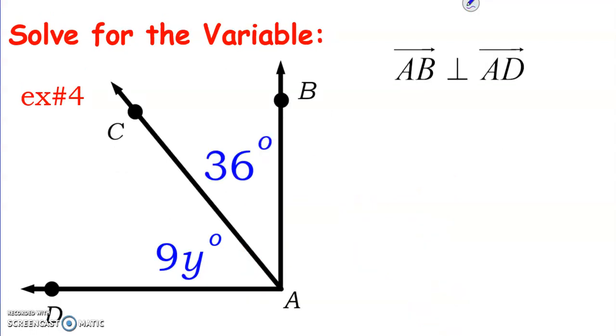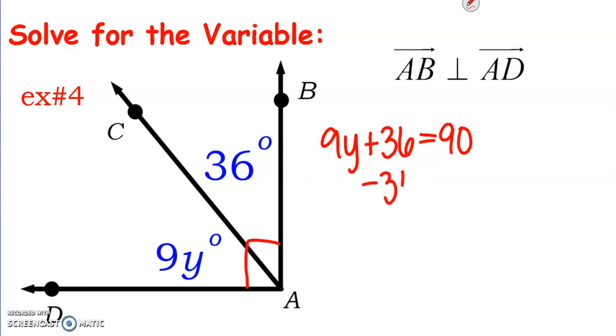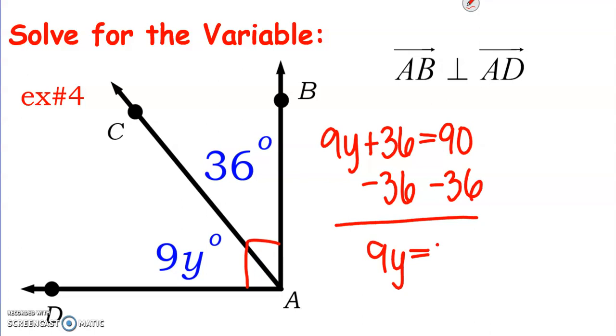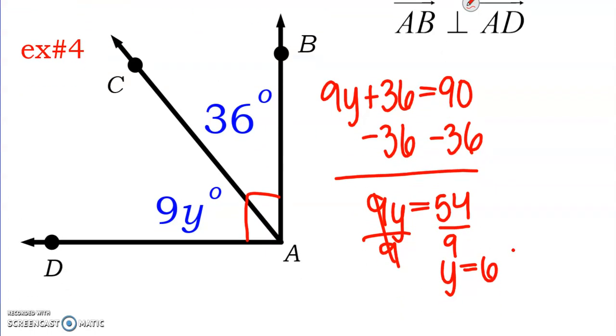Here, they told me that ray AB is perpendicular to ray AD, which means that I know this is a 90-degree angle, which means that my two angles are going to add up to that 90 degrees. These are two adjacent acute angles, and so we know that they add up to 90. So we're going to subtract 36 from both sides. So 9y equals 54. Divide both sides by 9, and we get y equals 6.